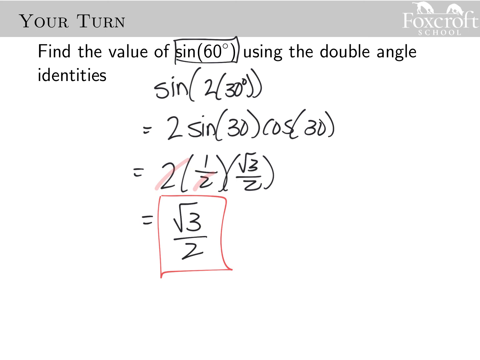But we could also do it by saying 60 is twice the 30-degree angle. Here we just have that one formula for the sine, so that 30 is going to go in those 2 places in the formula. We can use our unit circle. Sine of 30 is 1/2. Cosine of 30 is the square root of 3 over 2. And that 2 at the front and the 1/2 cancel, and we get that final answer there.